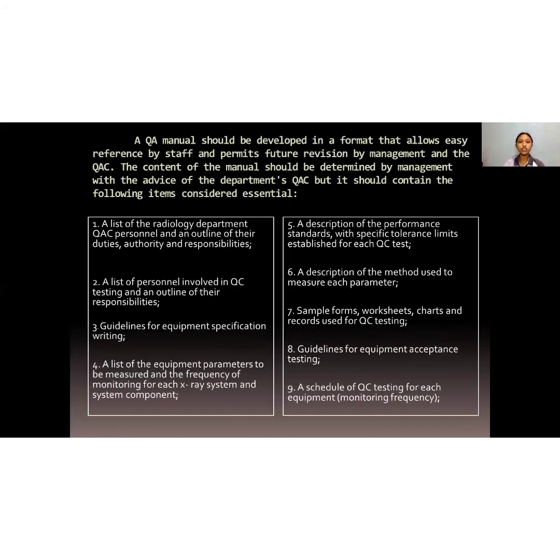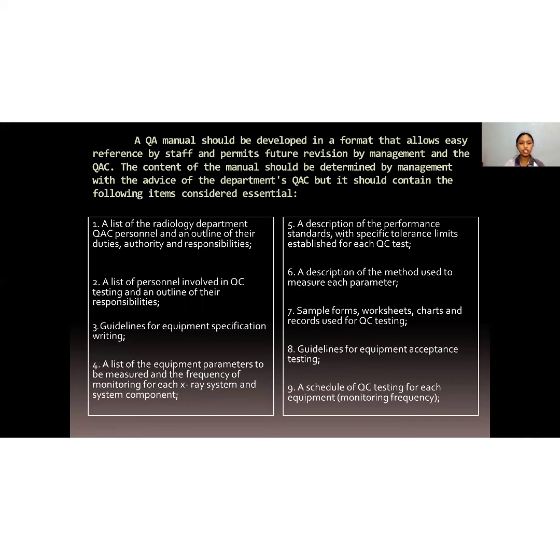The quality assurance manual should be developed in a format that allows easy reference by staff and permits future revision by management and the committee. The content of the manual should be determined by management with the advice of the department's quality assurance committee, but it should contain the following items considered essential. There are, I guess, 18 items in the manual of the quality assurance committee.